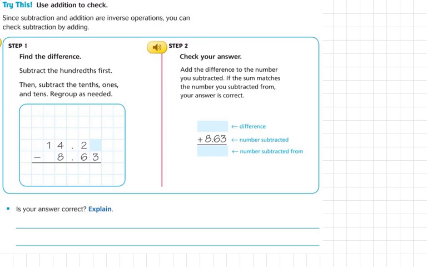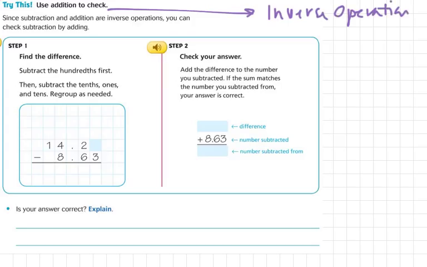Now, boys and girls, we're going to try one more strategy. We're going to use addition to check our problem. And also, if we think about it, addition is the inverse operation of subtraction. So that means that it actually undoes subtraction. And if you wanted to undo an addition problem, you could also check by subtracting. So it says, since subtraction and addition are inverse operations, you can check your subtraction by adding.